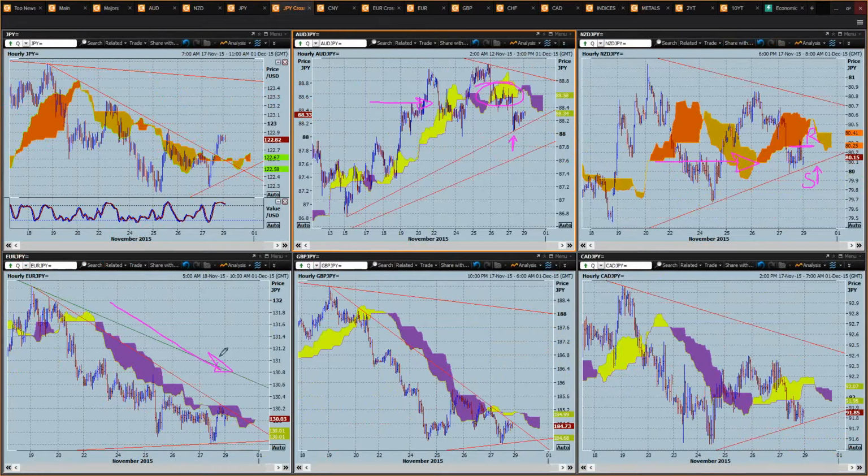Euro yen is still one of my preferred crosses. This resistance line here even looks more appealing now, sort of around 130.20. Nice level to be getting short, especially with that euro downward trend. Sterling yen, we've got another line here as well. 1, 2, 3, 4, sort of 5 touches.